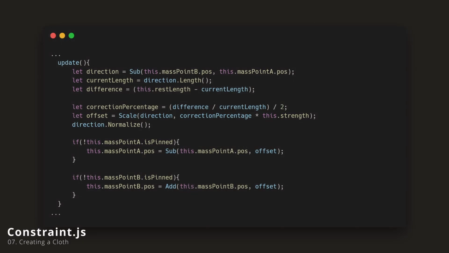The constraint now checks if a point is pinned before moving it. This is important because pinned points are our anchor points. They hold the glove up basically. If a constraint tried to move a pinned point, the glove would sag unevenly or fall apart. So now only the non-pinned end moves and it absorbs the full correction.